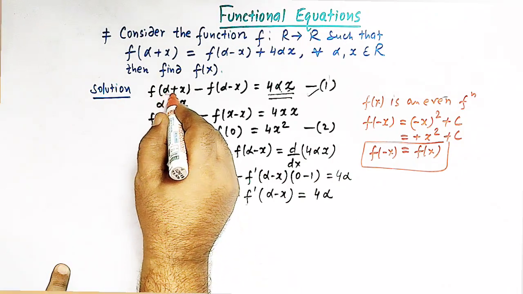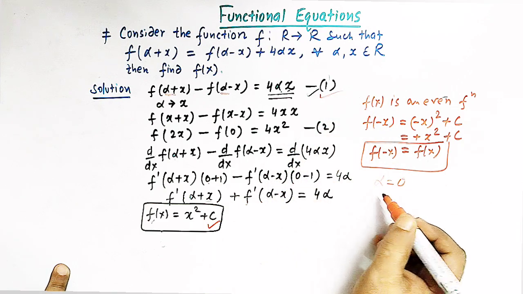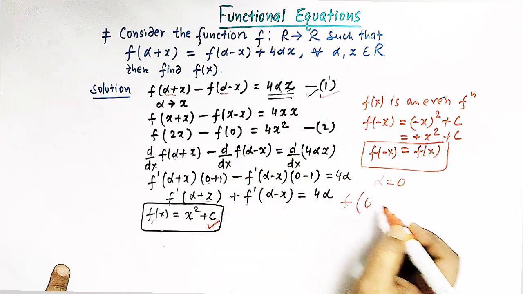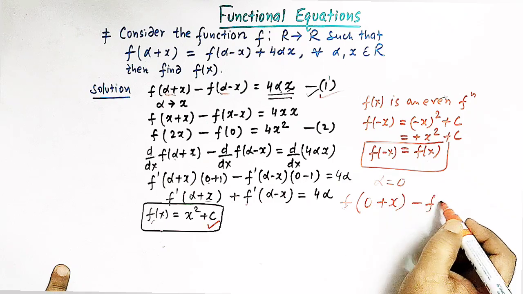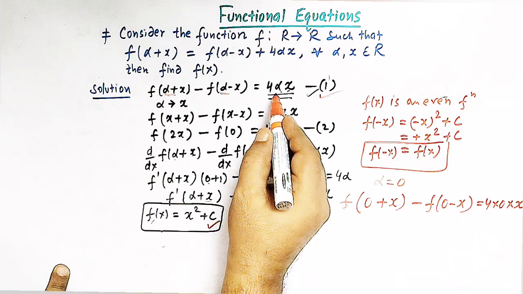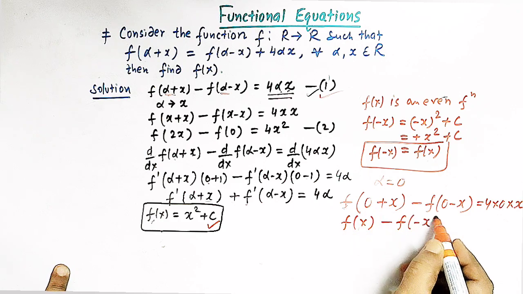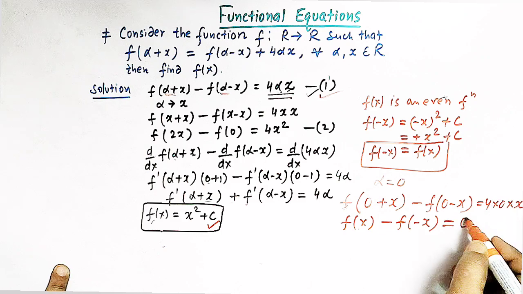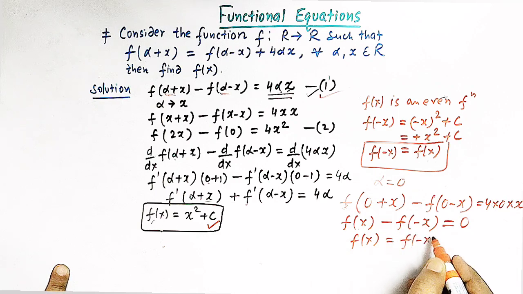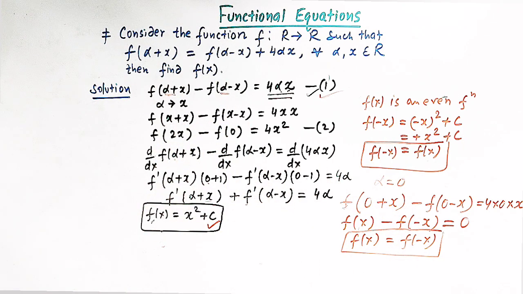Now let us replace this alpha by 0 in this equation number 1. So let us see what we get when we replace alpha by 0 in equation number 1. So we have f of 0 plus x, and here we have f of 0 minus x, and here we have 4 times 0 times x, right? So we are taking alpha equal to 0. So we have here f of x, and here we have f of minus x, and here this term reduces to 0. So now taking this term to the right hand side, we have f of x equal to f of minus x. So this shows that the function f of x is an even function.